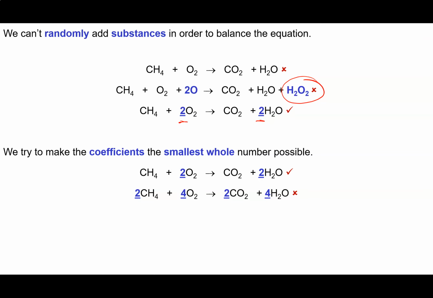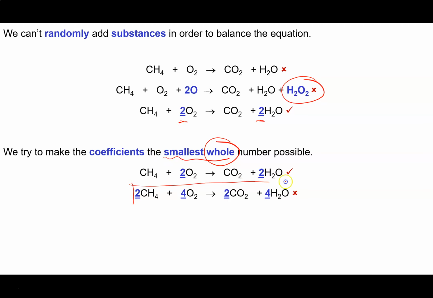Now, when you go through, you might find that the set of coefficients you have is not the smallest whole number possible. It could be either too big or it might not be a whole number. So what we always do is after we've balanced, we have a look to see if we can either divide through by a common multiple or multiply it by a whole number to get all of the coefficients as being the smallest whole number possible.